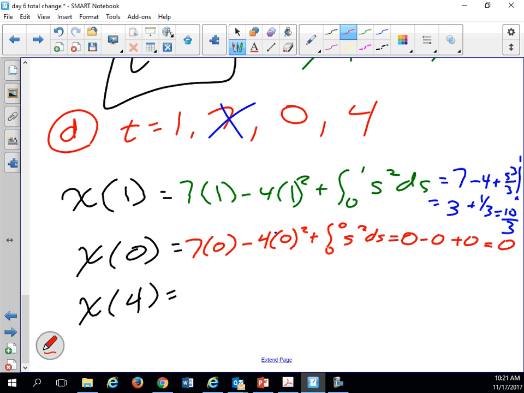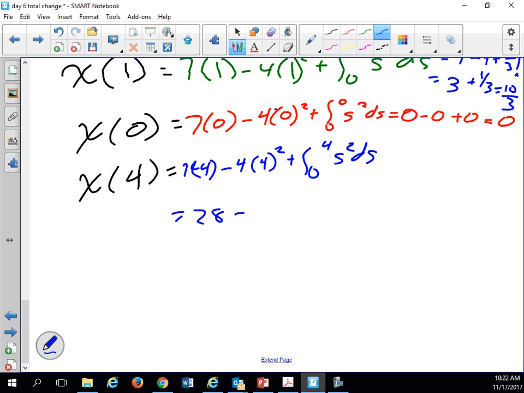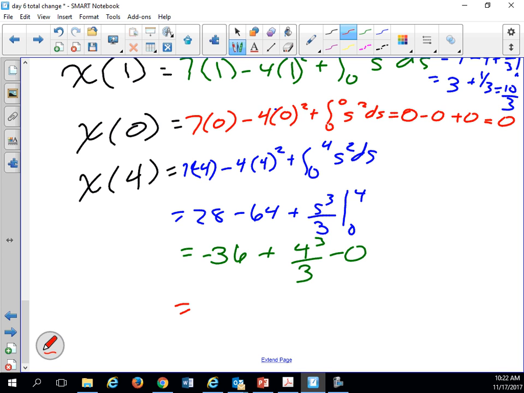And x of 4. 7 times 4 minus 4 times 4 squared plus the integral from 0 to 4 of s squared ds. 28 minus 64 plus s cubed over 3 evaluated from 0 to 4. 28 minus 64, let's see if I can do my math correctly, is negative 36. Plus 4 cubed over 3 minus 0, which makes it negative 36 plus 64 over 3.